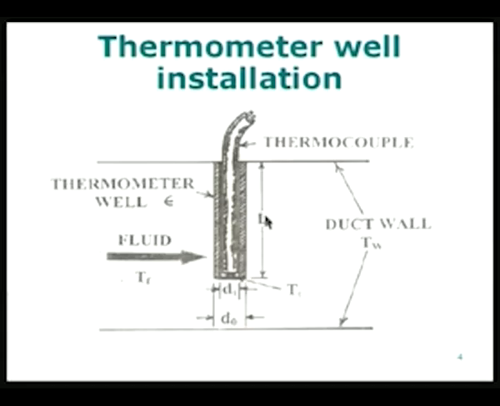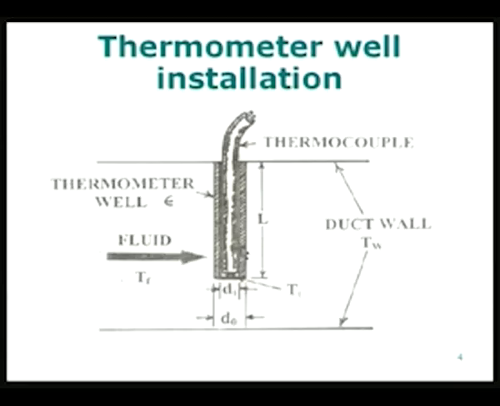Again, there is a depth of immersion. This L, the length of the well, is called the depth of immersion, and you can see that the thermocouple is attached to the bottom of the well. The thermocouple is attached to the bottom of the well, and it is taken out and is connected to the external circuit. And the well itself is made usually of some material like brass or steel. It could even be copper, aluminum, any material which one can think of.